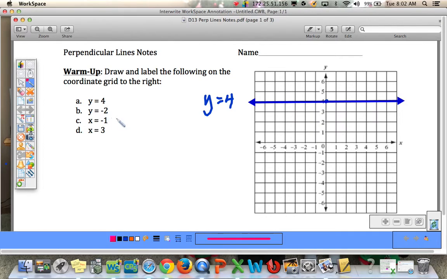The second line is y equals negative 2, so that's telling us the y-intercept is negative 2. Again, the slope is 0. So there's our line, y equals negative 2.